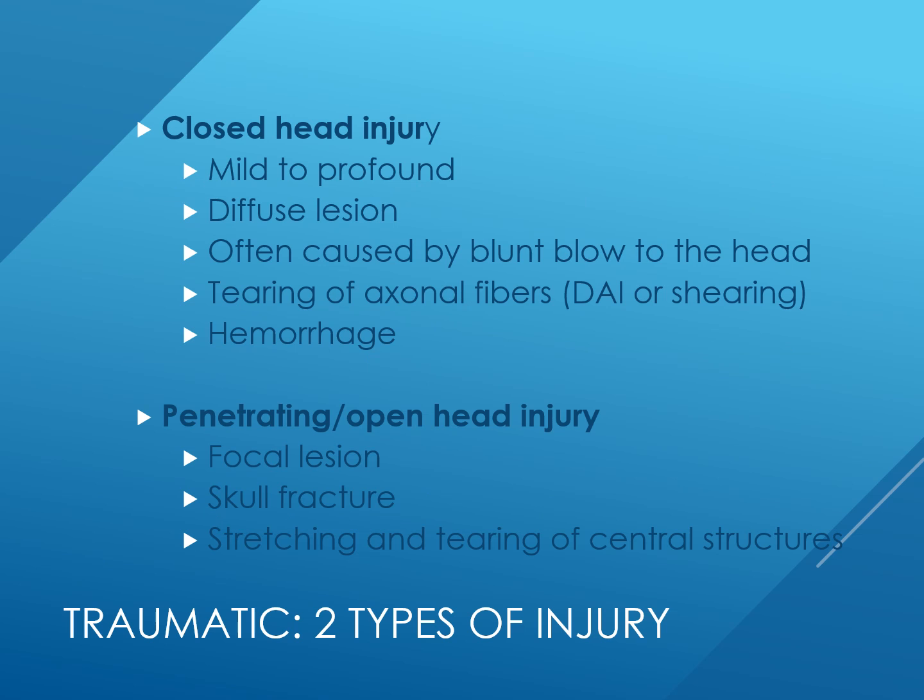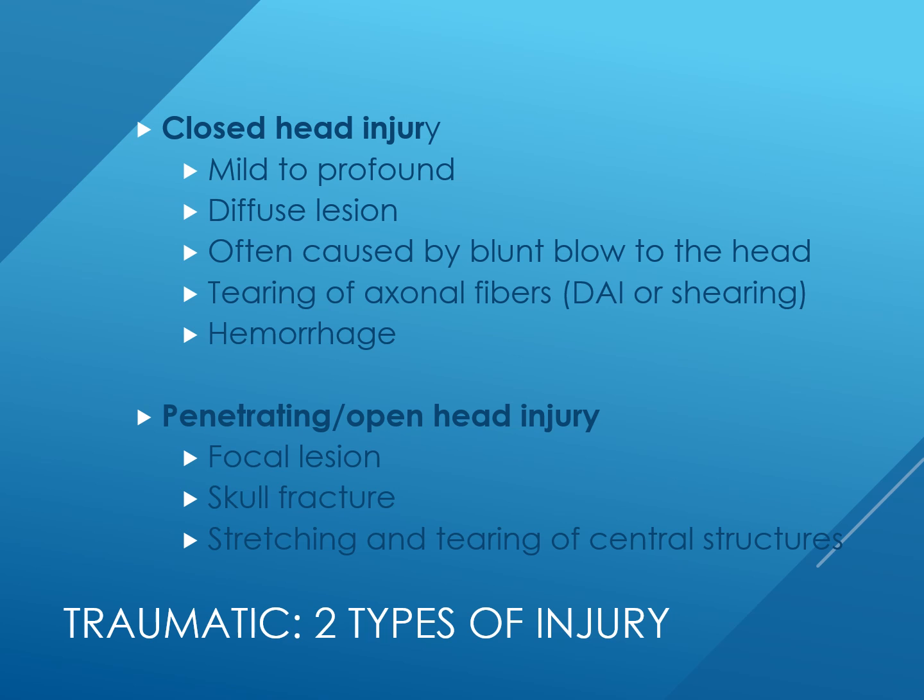A closed head injury is a non-penetrating brain injury in which the skull may be intact or fractured, but the meninges are intact. They can range from mild to profound brain damage. Closed head injuries are often more diffuse lesions versus penetrating injuries in that they affect more area of the brain. The cause is often due to a blunt blow to the head, which will cause shearing or tearing of the axonal fibers, or a hemorrhage, which is a brain bleed.